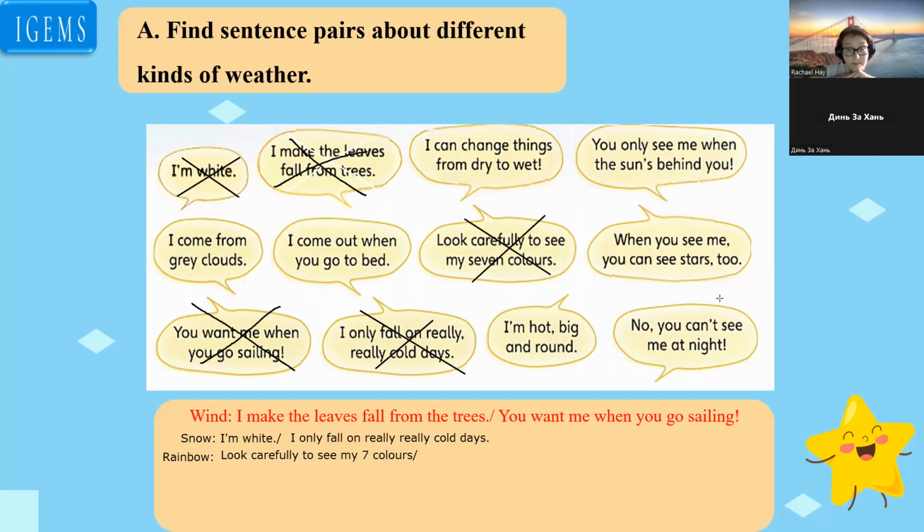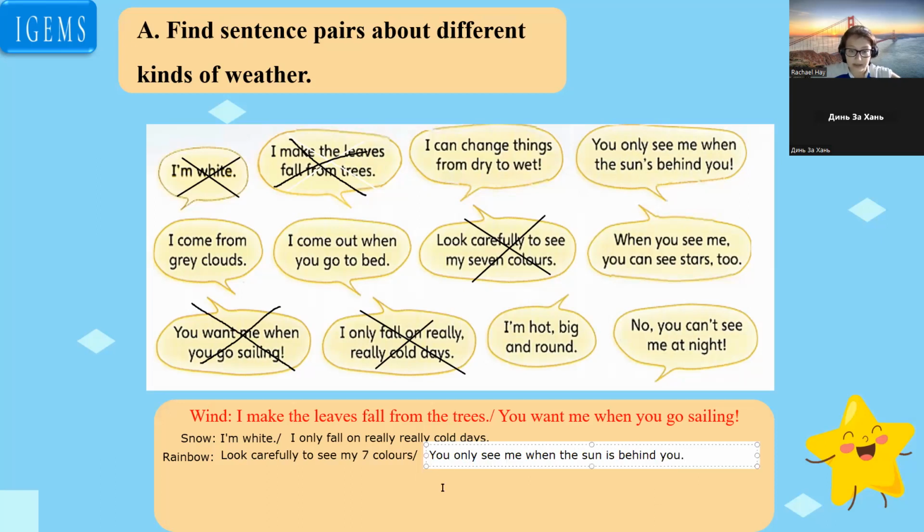Okay, remember I said a rainbow you can only see if there is sun. So what about this sentence? You only see me when the sun's behind you. Good. You only see me when the sun is behind you. Very good.